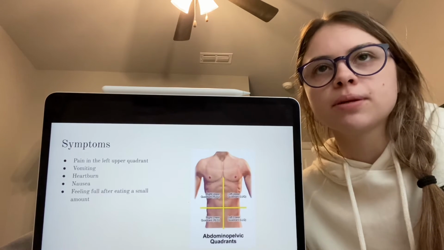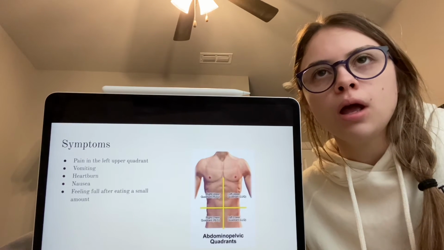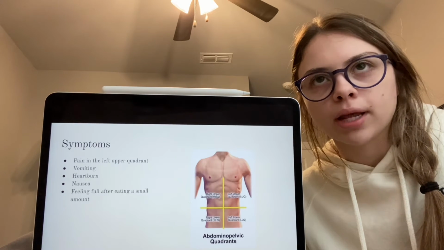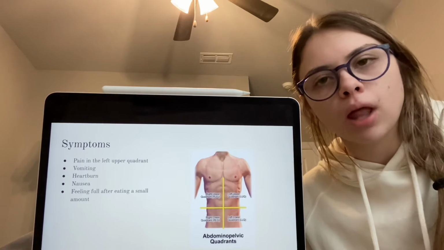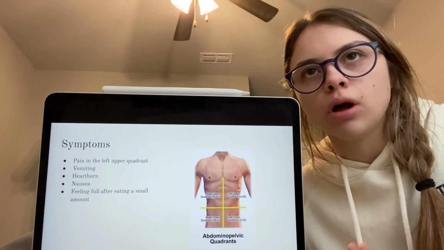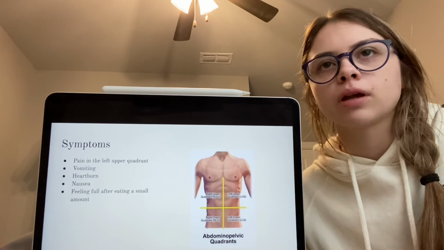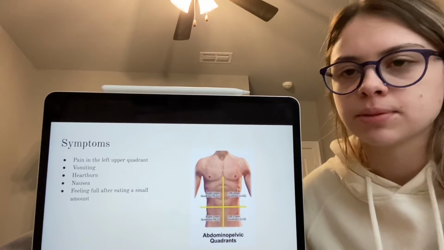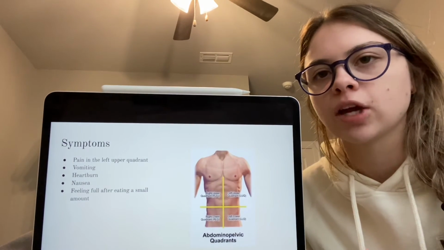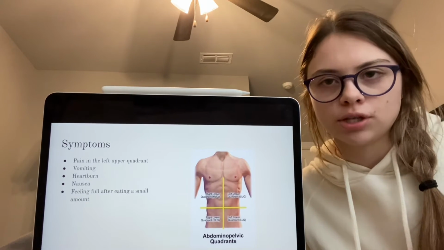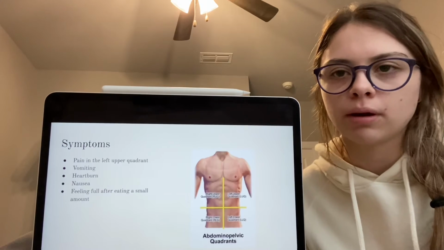Symptoms. Symptoms include pain in the upper left quadrant of the body, vomiting blood, having blood in stool, also any nausea that you have. These symptoms are kind of vague. They could mean other things other than H. pylori, so it's important to go and get tested, which we'll talk about in a little bit.